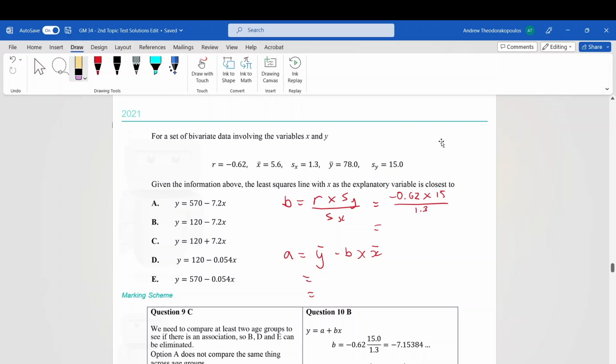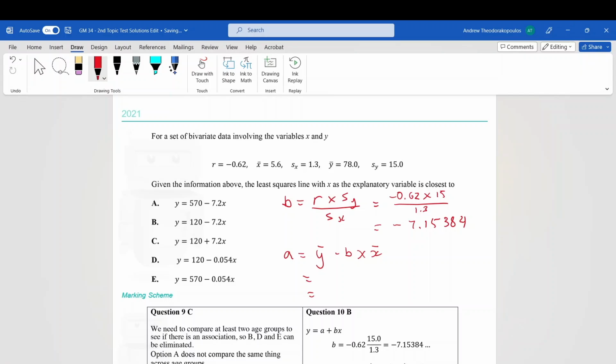So what we'll need to do is use the two formulas to help us figure out the slope value and then help us figure out the intercept value. So first, let's work out the slope value. We recognize that this is the formula, r times standard deviation of y divided by standard deviation of x. Put in those numbers there and you should get in your calculator a value of negative 7.15384. As many decimals as you can for this one.